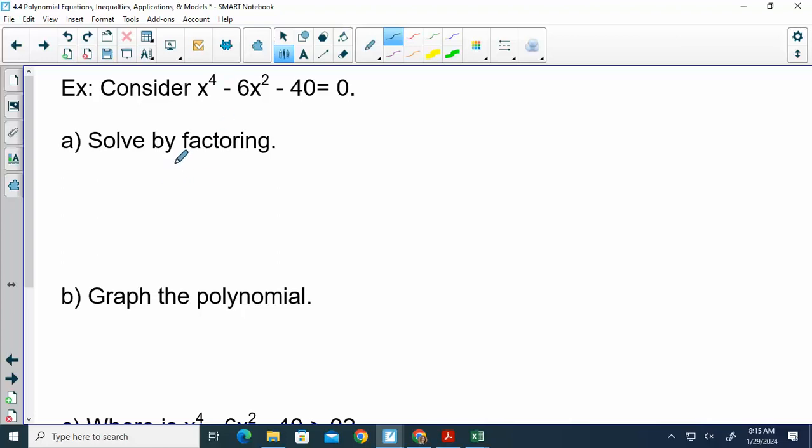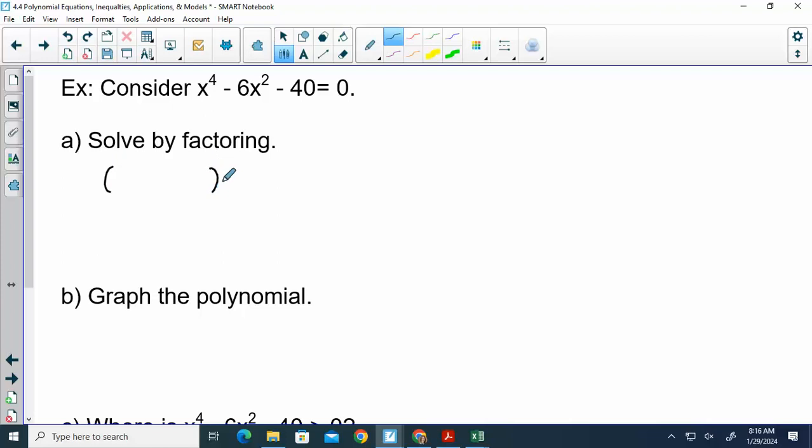Do we have a greatest common factor? No, I don't have enough terms for grouping. What could we do? Yeah, we could think of the quadratic formula. We could even just see if it factors nicely before jumping to the quadratic formula, but treat it like a quadratic.